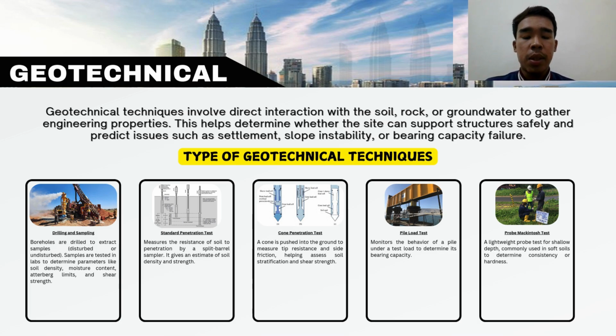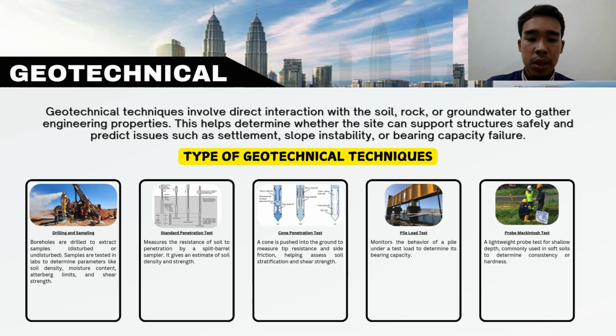Next is the standard penetration test. Standard penetration tests measure the resistance of soil to penetration by a split barrel sampler. It gives an estimate of soil density and strength. Third is the cone penetration test. A cone is pushed into the ground to measure tip resistance and side friction, helping assess soil stratification and shear strength.